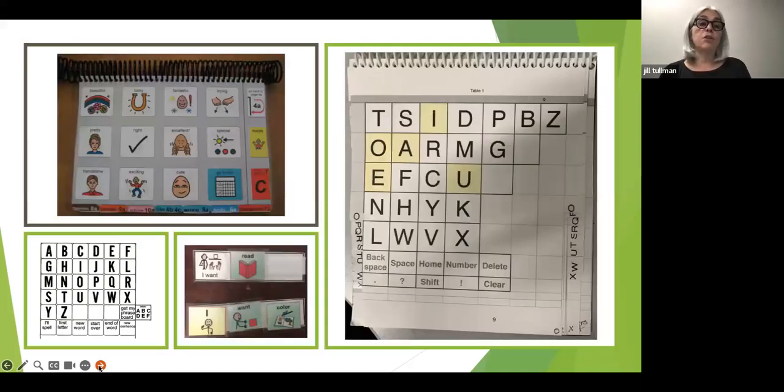So here are some additional examples. In the top left, this is a PODD book that's organized by pragmatic category. The two alphabet displays you see, one is an ABC layout. The other layout that may look a bit unusual is for individuals who rely on scanning. So that board actually is organized like a row at a time based on frequency of letters. And then we have some sentence strips with I want to read and I want to color.